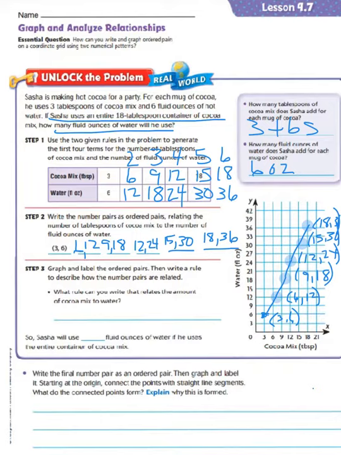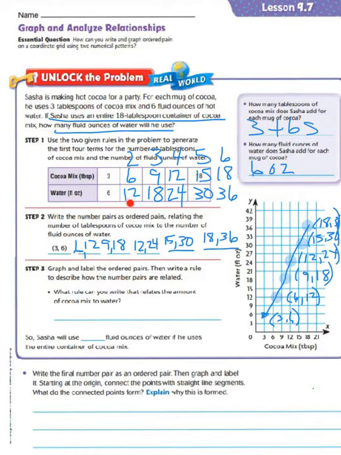Now let's take a look at step 3. Again, it says, what rule can you write that relates the amount of cocoa mix to water? Well, if we look at 3 and 6, we know that 3 is half of 6. So if we double 3, 3 plus 3, we get 6. Or we can do 3 times 2, and that gives us 6.